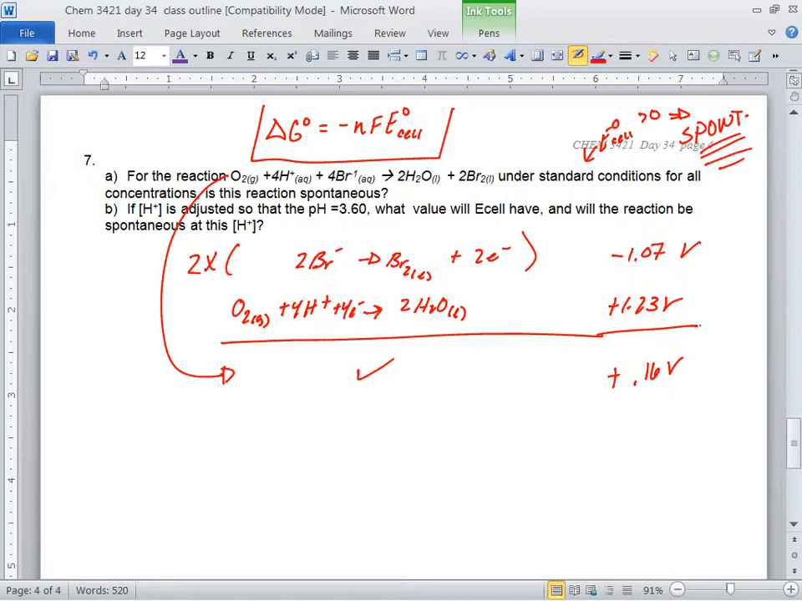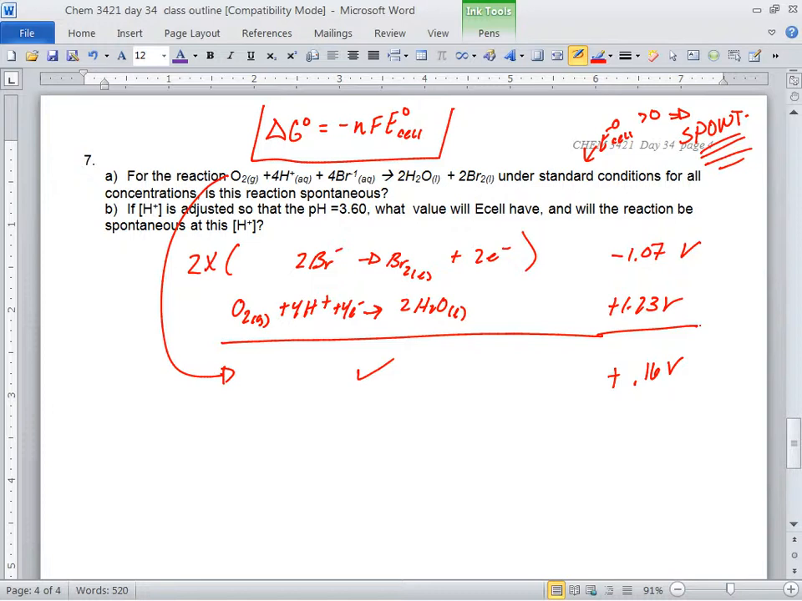So how would you answer, are we done or do we have to calculate something for part A? Are we done, Desiree, or do we need to calculate something to finish part A? You have to figure out whether it's spontaneous or not. So really, technically, we should calculate delta G. I'm not sure if the book accepts this as a final answer or not.